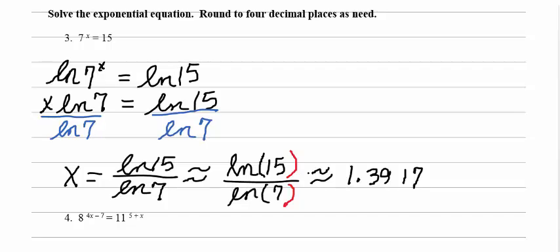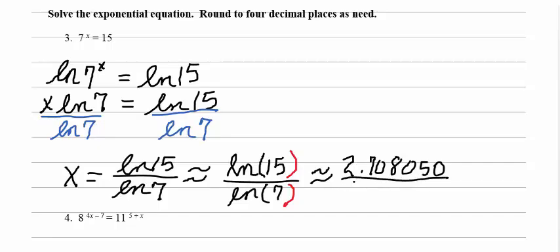The most efficient thing to do is to use your calculator and not to approximate the natural log of 15 and the natural log of 7. However, if you do feel more comfortable doing that, then you'll need to write those approximations to 6 decimal places so that in the end you can round to 4.